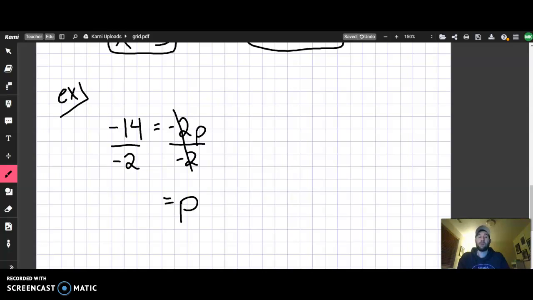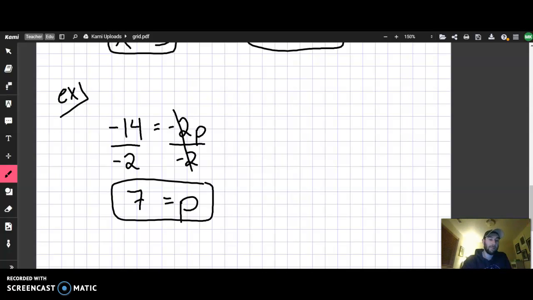And so the reason why we're doing our opposites is because multiplication and division represent repetition. Addition is just including that many more. But multiplying is repeatedly doing that. And so that's why our negatives interact the way they do. That means we're taking the opposites. And so negative 14 divided by negative 2, a negative divided by a negative is a positive, and 14 divided by 2 is 7. And so p is equal to positive 7.